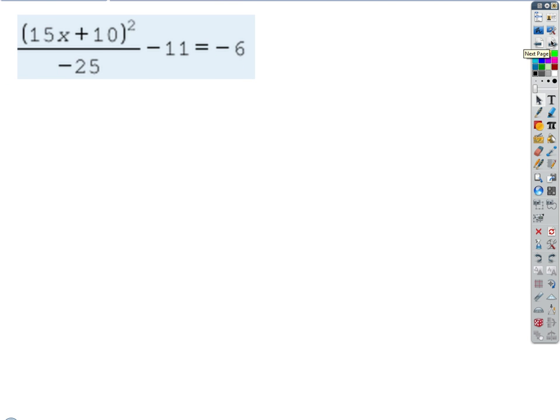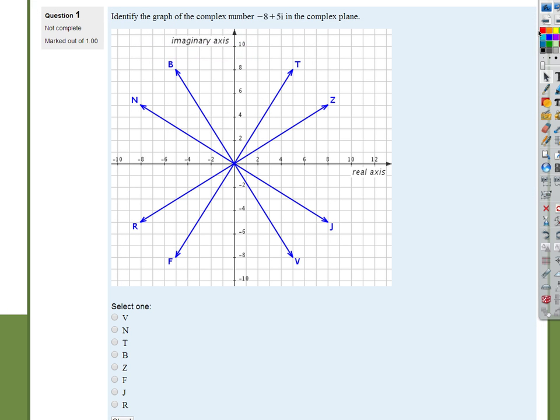Okay, so I want to skip that for now. Let's take a look at a couple. What about one like this? Yikes. No, that's not going to work on the test.